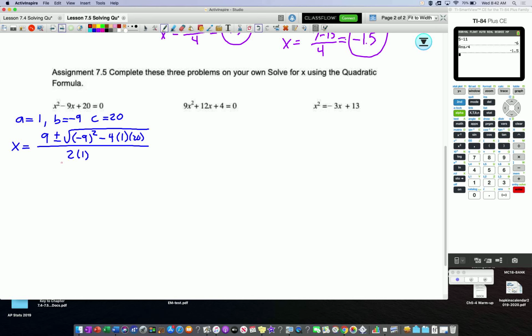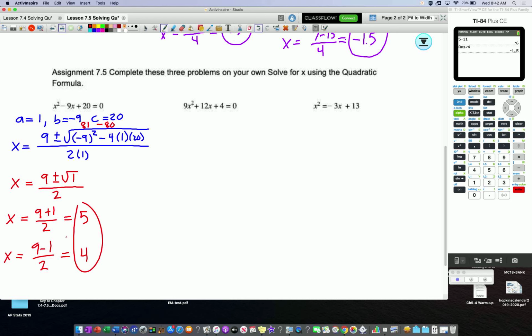All right, so now let's start to simplify. -9 squared is 81. 4 times 1 times 20 is 80. So now I have x equals 9 plus or minus the square root of 1, which is just 1, over 2. So now this is like saying 9 plus 1 over 2, which is 5. 9 plus 1 is 10, divided by 2 is 5. 9 minus 1 is 8. 8 divided by 2 is 4. I got my 2 answers.